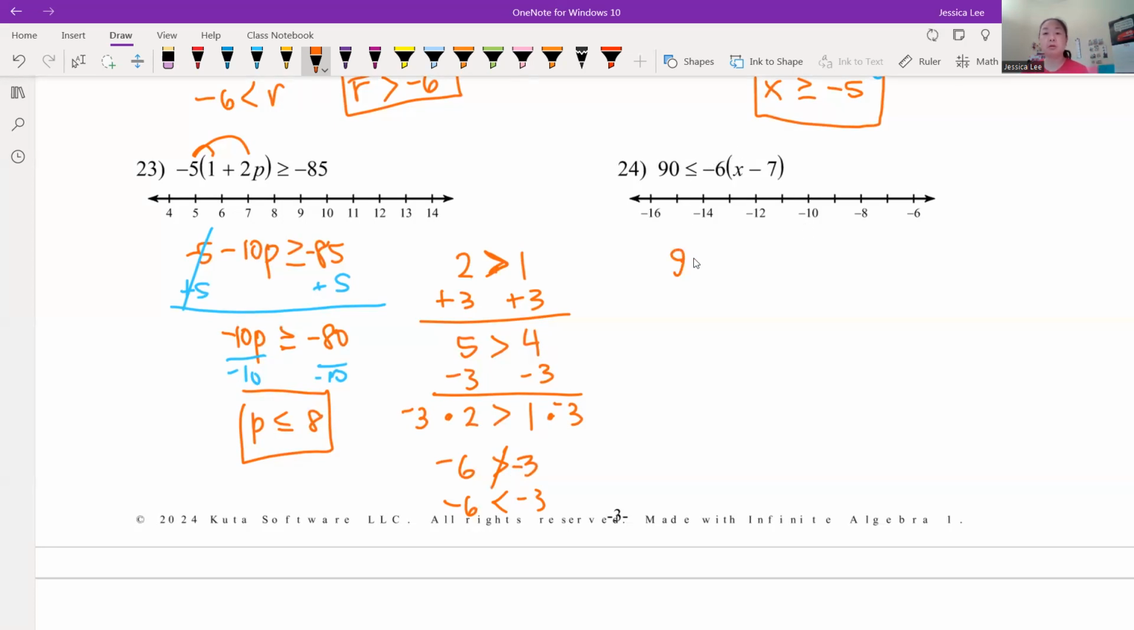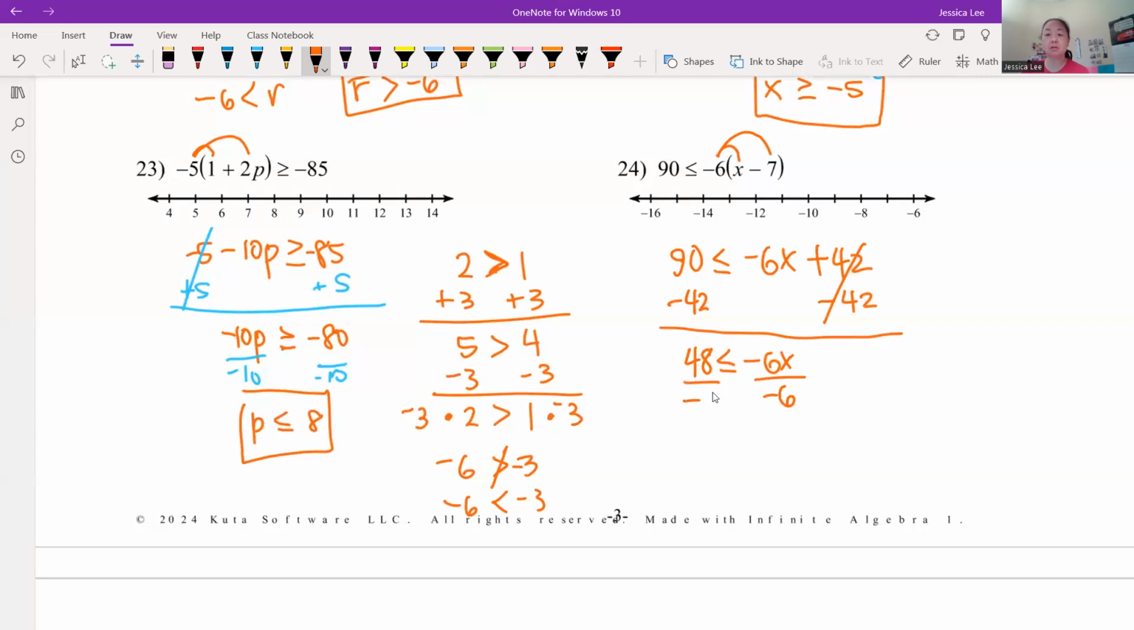Okay, so number 24, you have 90 is less than or equal to -6 times x, which is -6x. -6 times -7 is +42. So we're subtracting 42 on both sides. And so that's going to be 48 is less than or equal to -6x. And I'm dividing both sides by -6. That is the coefficient of x.